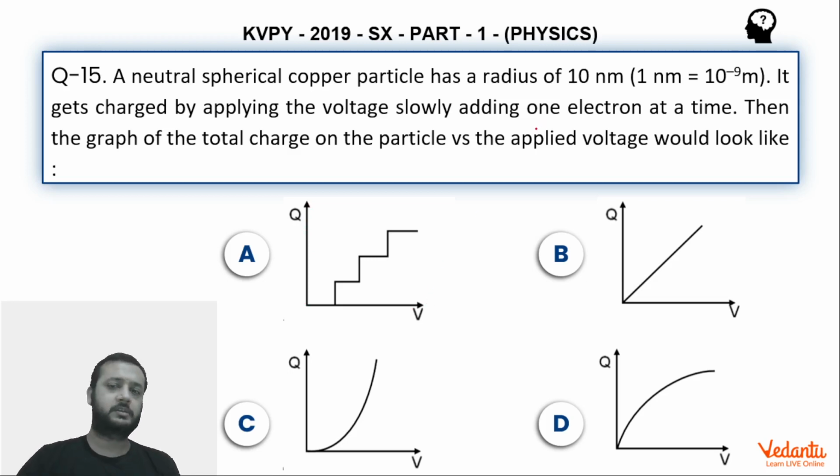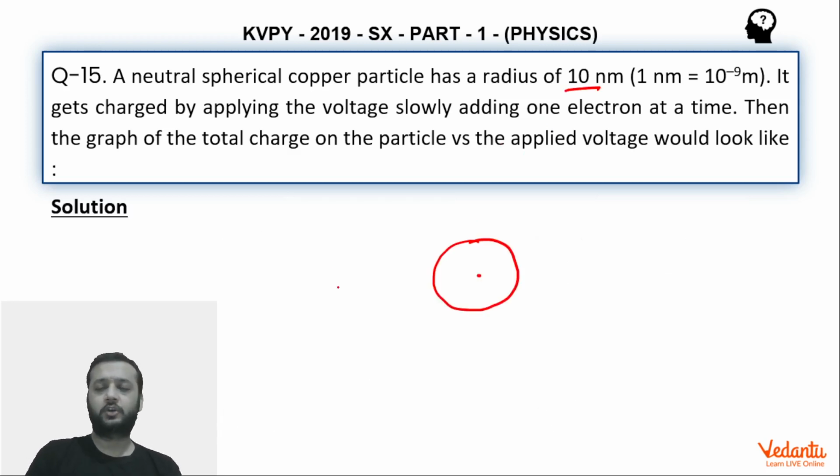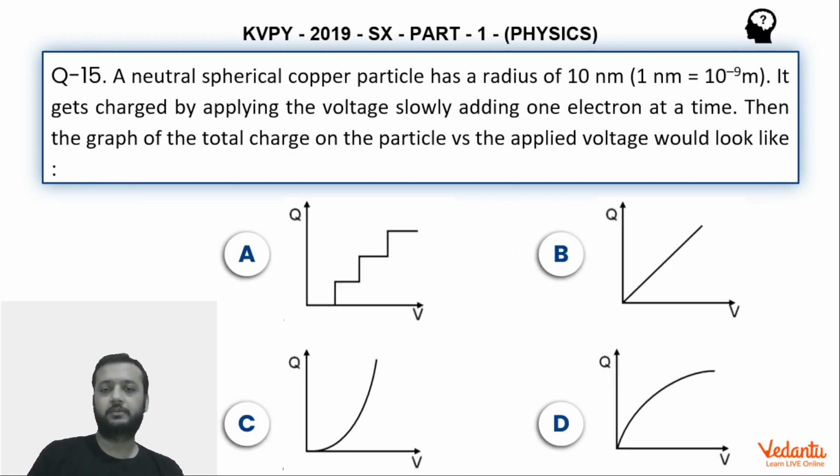Why so? Because when electrons are being added, naturally the charge on the sphere will be negative, and the potential that it would acquire will also be negative. So that is why I'm saying the y-axis represents the magnitude of the charge and the x-axis represents the magnitude of the potential. In each of the graphs, it represents the magnitude. Now we have to select the correct graph.